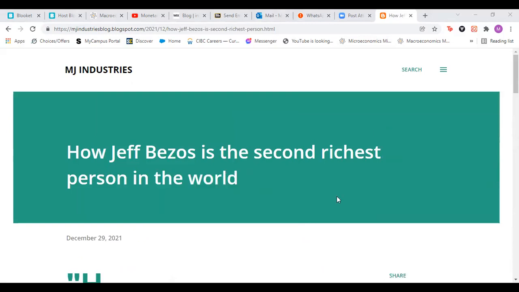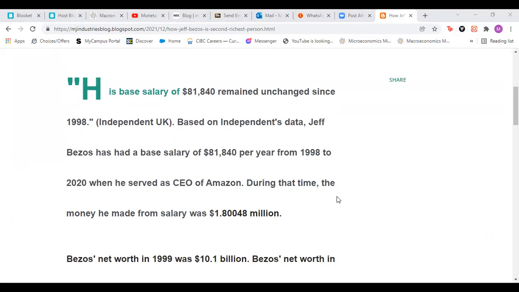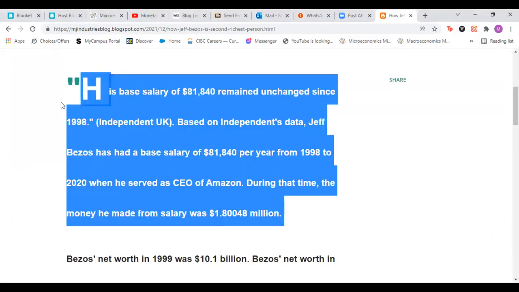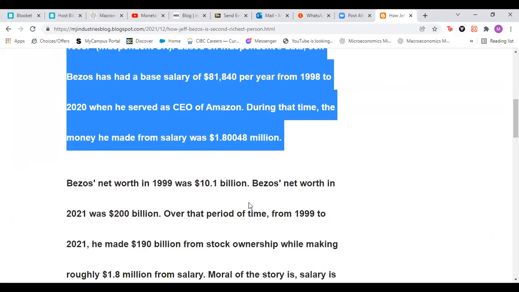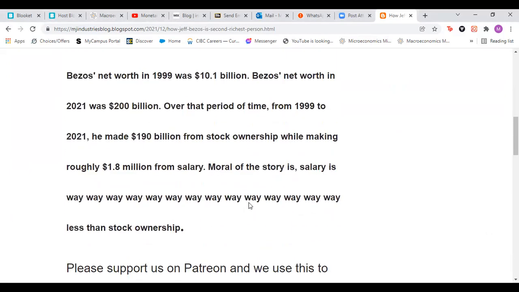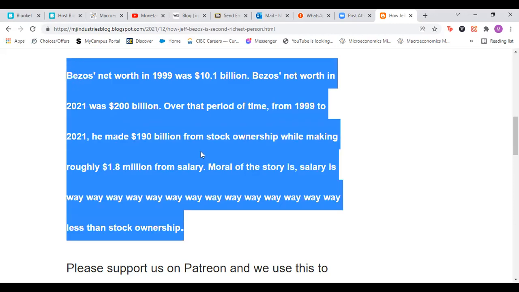So Jeff Bezos, the second richest person in the world, made $81,000 per year since 1998. So he would have made $1.8 million during his time at Amazon on salary. And his net worth in 1999 was $10.1 billion. And in 2021, his net worth was $200 billion. So he made $190 billion from stock ownership during that period, and then he made $1.8 million from salary during that period.